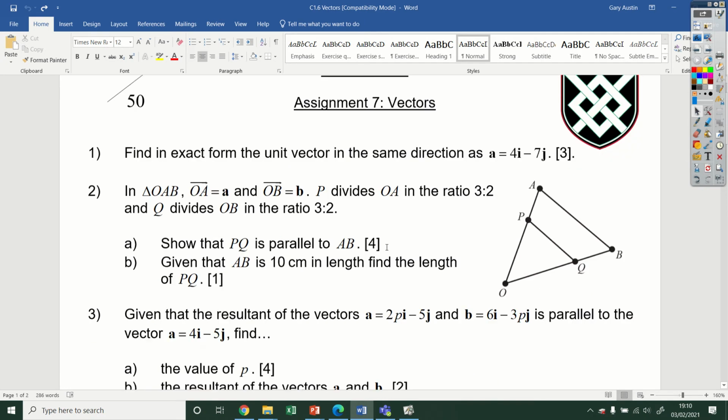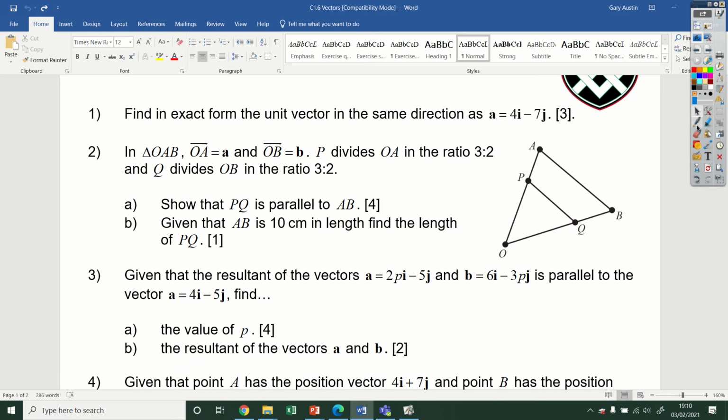So question 1. We want to find, in exact form, the unit vector in the same direction as A, which is 4i minus 7j. Okay, so I think the main point here is to understand the definition of a unit vector, which we've looked at before, and that's a vector that has length 1. And we've also looked at a method for taking any arbitrary vector like this and doing something to it to produce another vector that has length 1 and is also in the same direction.